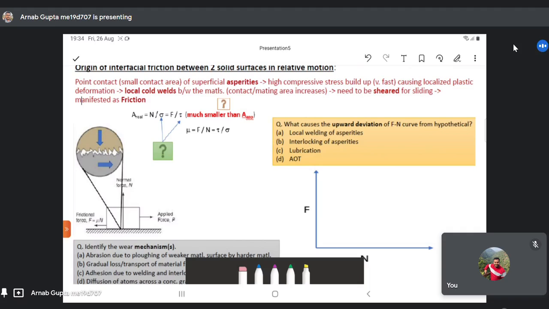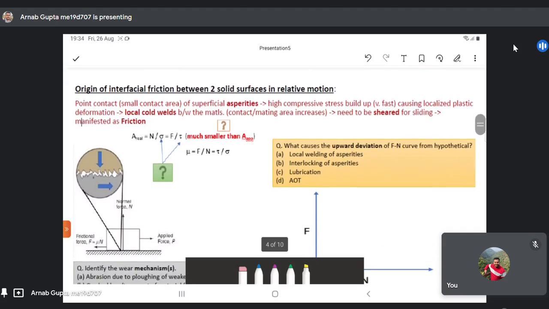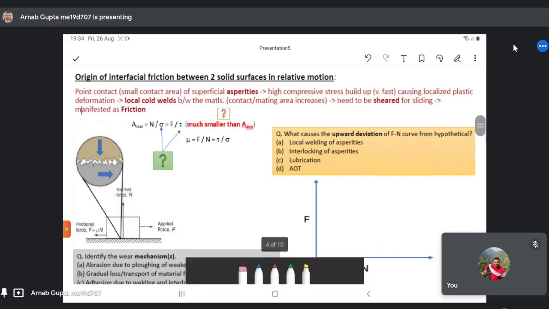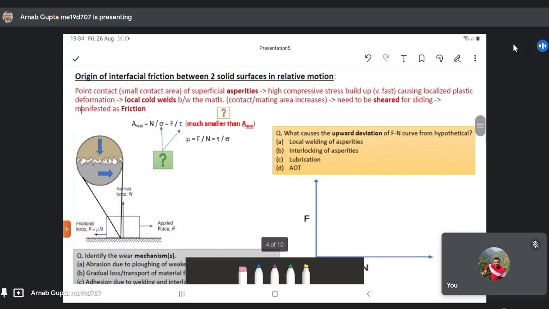So how may that happen? It can be just the material coming off from one particular surface or both the surfaces and getting lost in the process, or it can get transferred from one surface to the other surface. Both of these situations are not desirable in this particular case. So yeah, we need to study that.